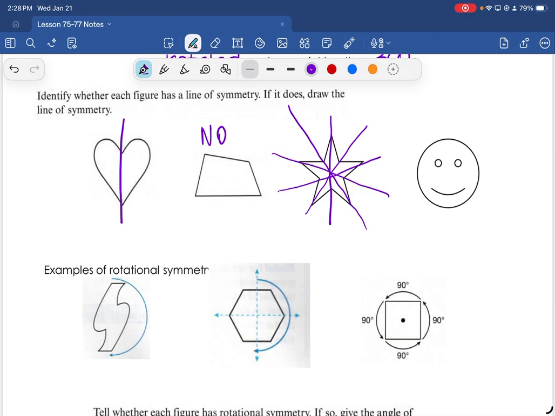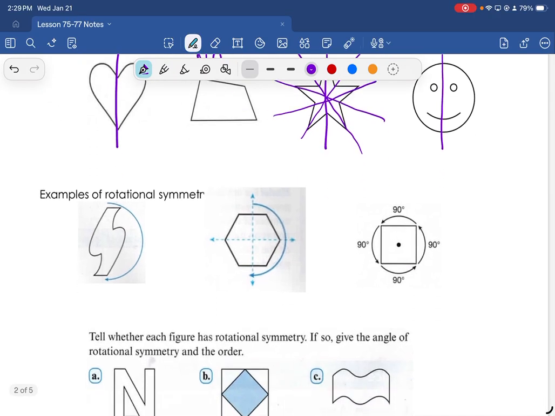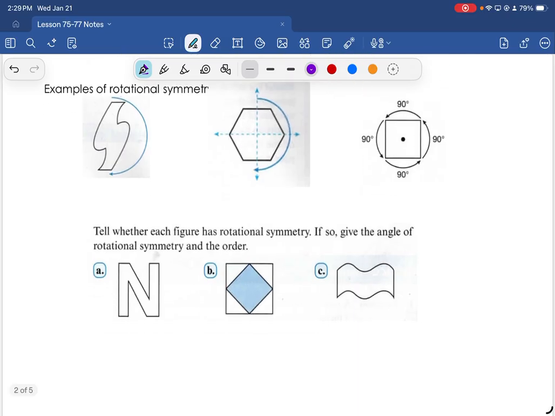And then for the smiley face, straight down. Does the smiley face have more than one? No. Okay, so that's just a review of the line of symmetry. Now for rotational symmetry.